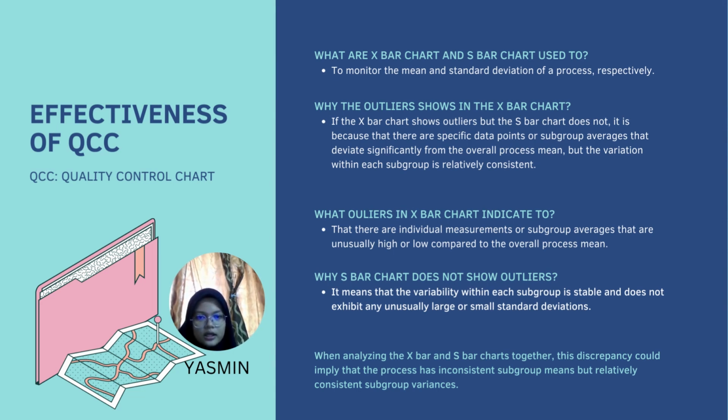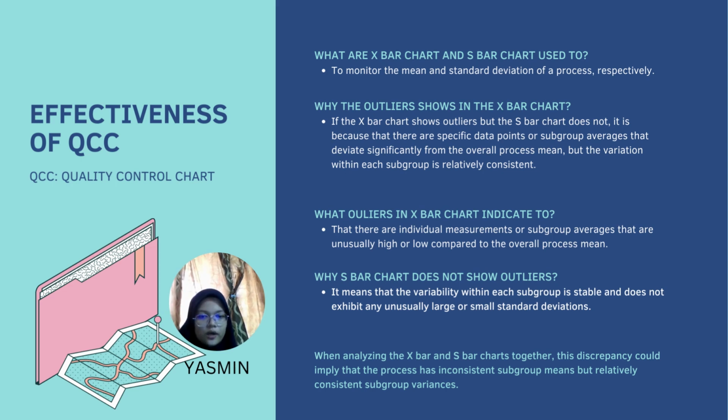Effectiveness of quality control chart. X-bar chart and S chart are used to monitor the mean and standard deviation of the process respectively, while the outliers show in X-bar charts only. It is because there are specific data points or subgroup averages that deviate significantly from the overall process mean. What do outliers in the X-bar chart indicate? It indicates that there are individual measurements that are high or low compared to the overall process mean.